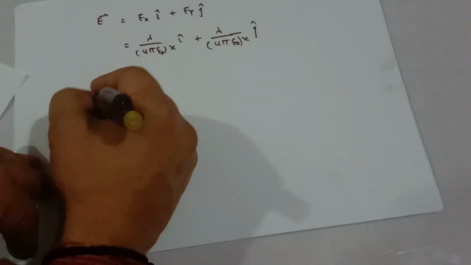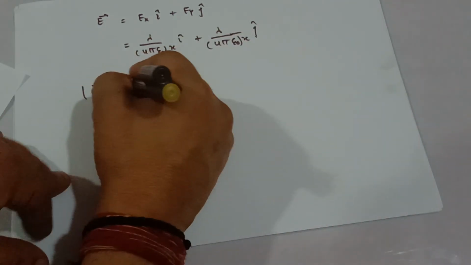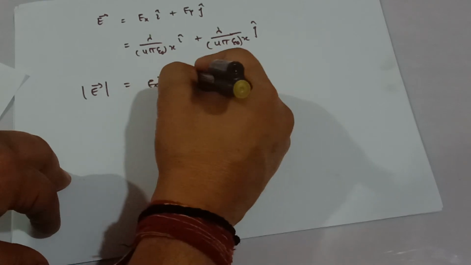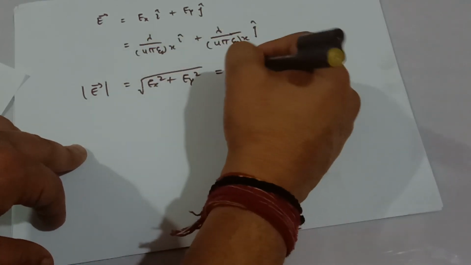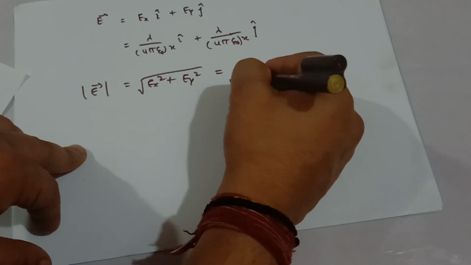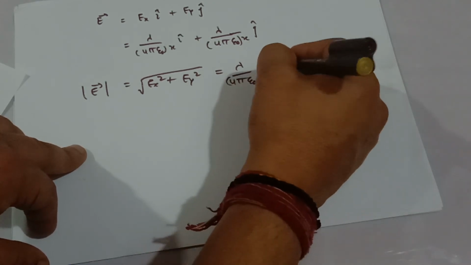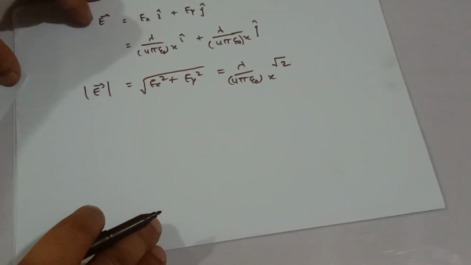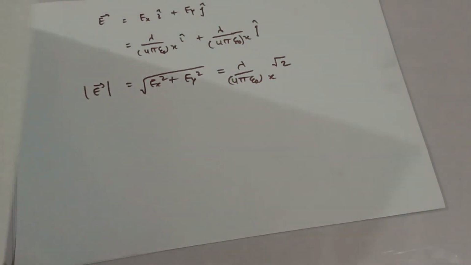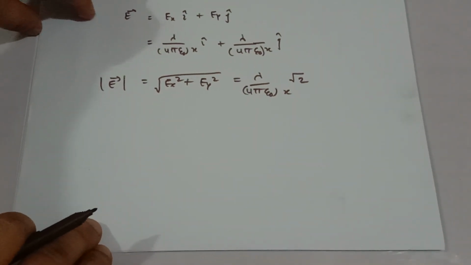So the electric field's magnitude when you calculate would be the square root of Ex square plus Ey square. When you do this, that would become lambda divided by 4 pi epsilon naught into x, times square root 2. So that is the magnitude of the electric field because of the uniformly charged rod near one of its edges, or at the point.